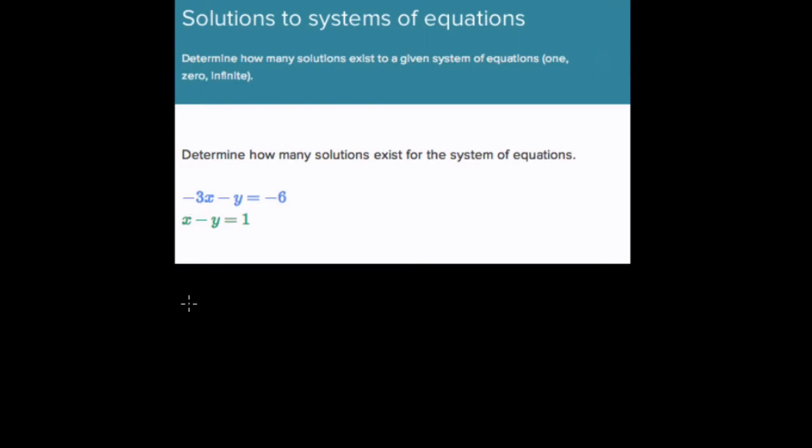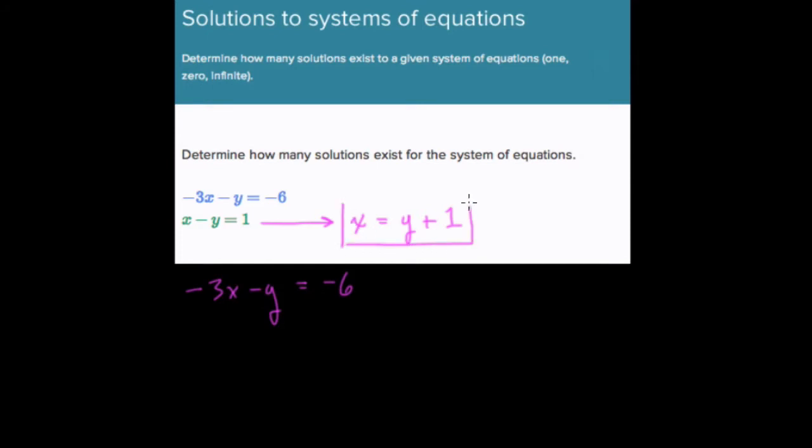So we have negative 3x minus y equals negative 6, and then x minus y equals 1. I'm going to rewrite the second equation by adding y to both sides. So I get x equals y plus 1. On the left-hand side, when I add y, that cancels out. I already have a negative y there. On the right-hand side, we had a 1. Now we're adding y. This means I can use substitution to solve this problem.